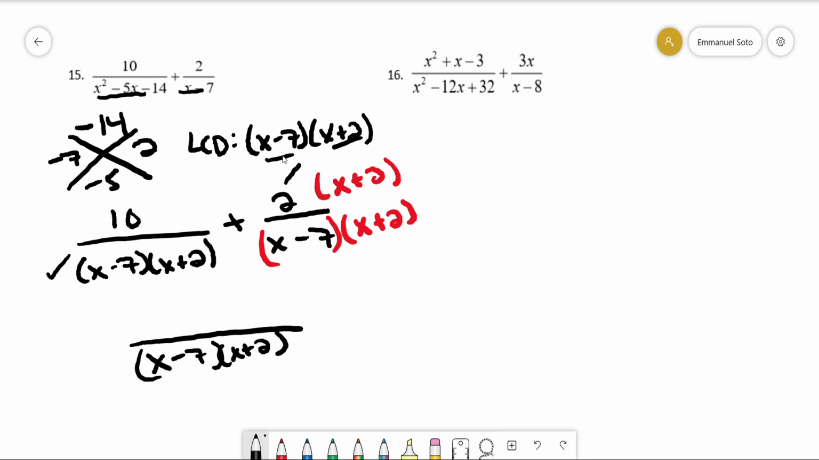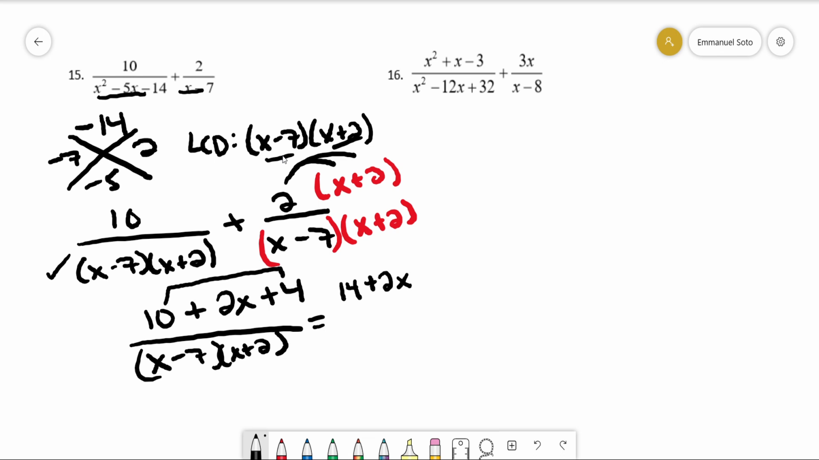Alright, this we got to distribute. So we got 10 plus 2 times x is 2x, 2 times 2 is 4. Combine your 10 and 4, so we got 14 plus 2x over x minus 7, x plus 2.